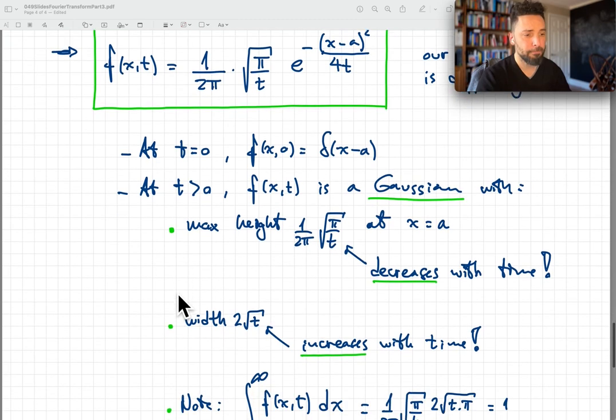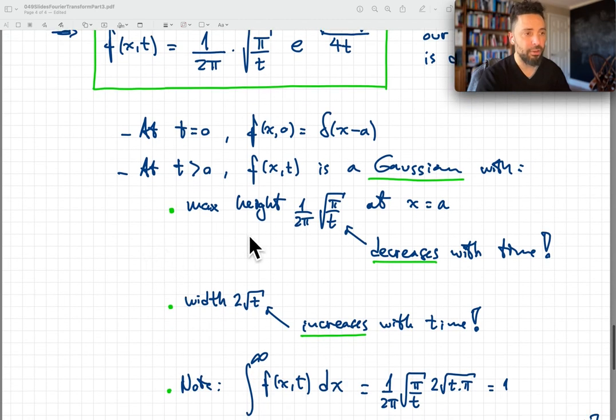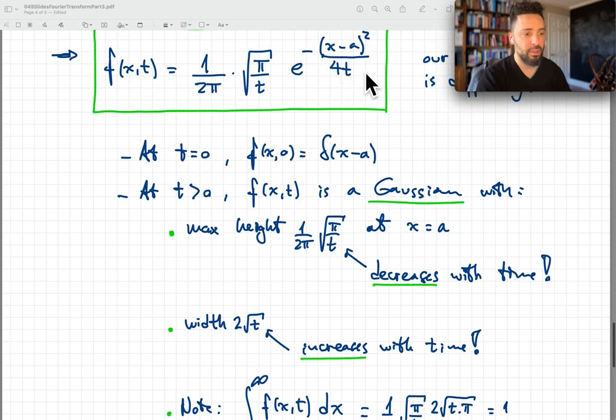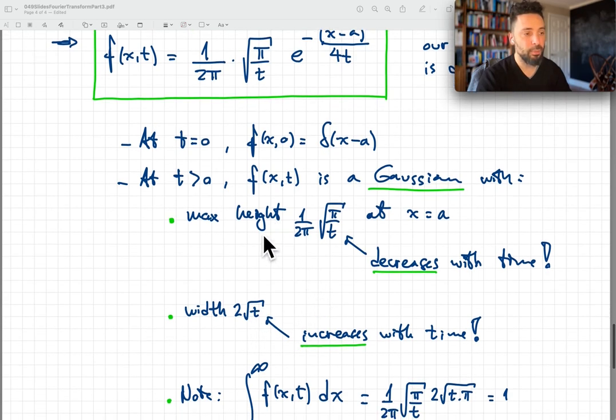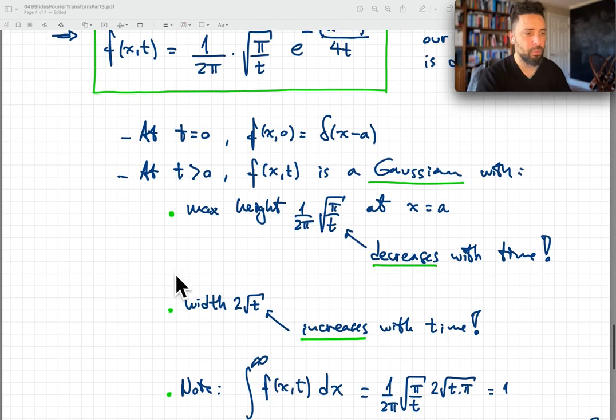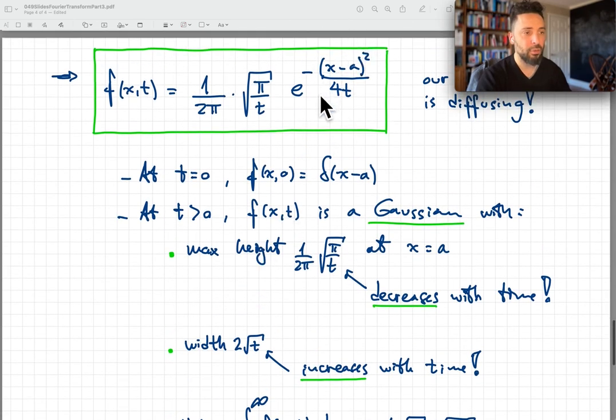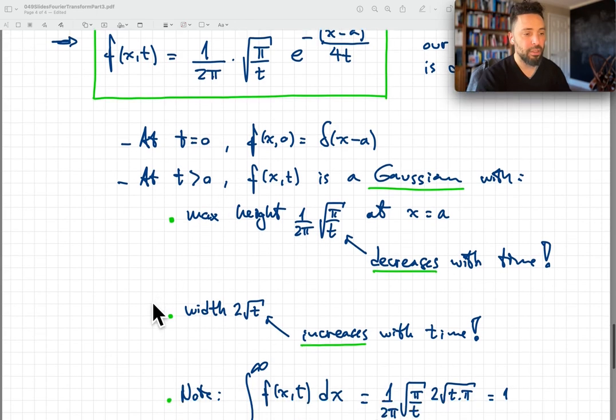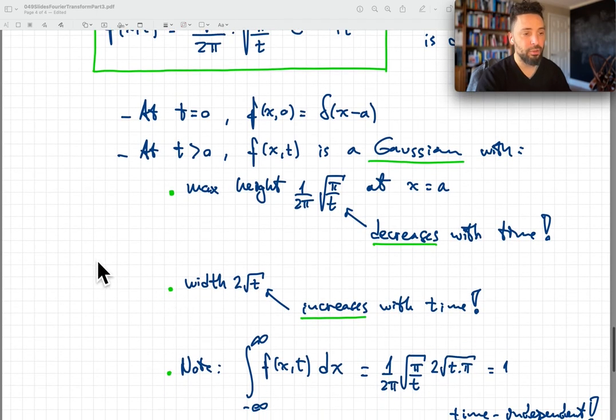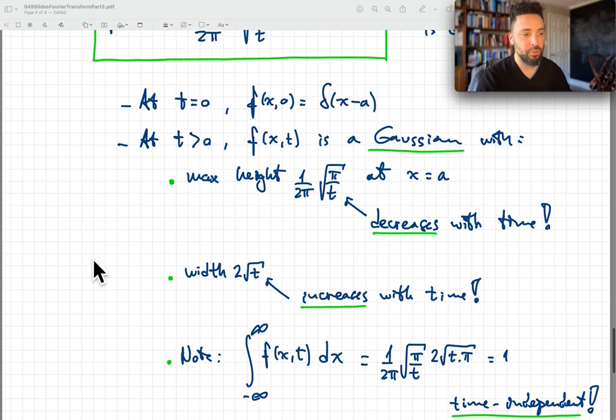Not only that, it really becomes flatter and flatter because the width of the Gaussian, which is given by 2 square root t, increases with time. So not only is it becoming shorter and shorter, it's also spreading out. And that's the diffusion. That's the diffusion in 1D. It's not just that the peak of the Gaussian is becoming shorter and shorter, it's also becoming a very broad Gaussian as time goes by. And so that's really the behavior that you would expect from a diffusion process.